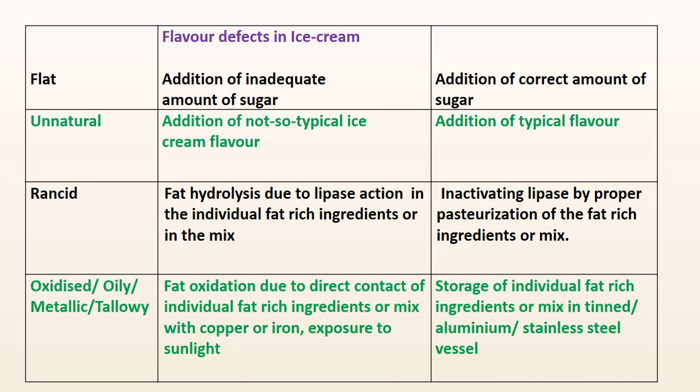There can be flat flavor due to addition of an inadequate amount of sugar, and prevention is by addition of the correct amount of sugar. There could be unnatural flavor, caused by addition of a not so typical ice cream flavor. The prevention is by addition of typical ice cream flavor. There could be rancid flavor due to fat hydrolysis by lipase action in the individual fat-rich ingredients or in the mix. Prevention is by inactivating lipase by proper pasteurization of the fat-rich ingredients or mix.